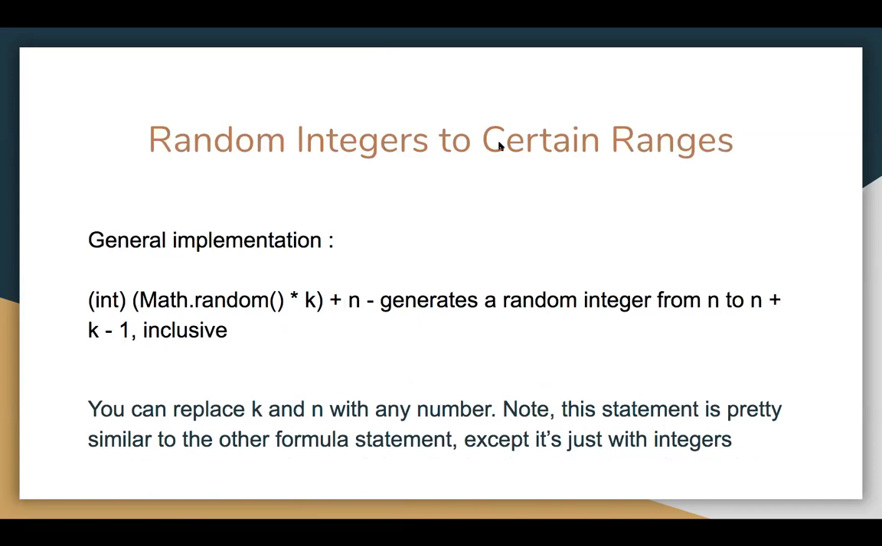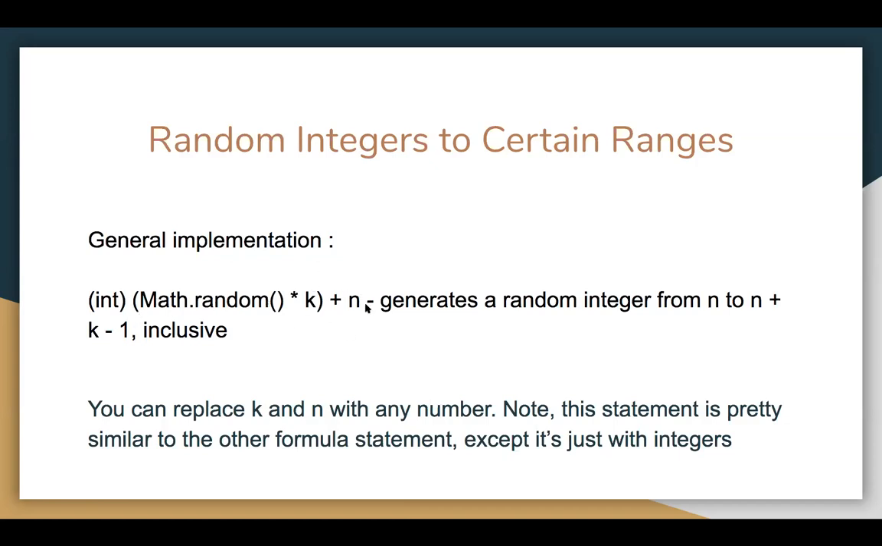Random integers in certain ranges. The general implementation is something like this. Again, it's a formula, and I have an example to make it easier to understand. You can see here that we have math.random times k, something called k, and then plus n. There's a problem, okay, I have to fix something. I have to add another parentheses.